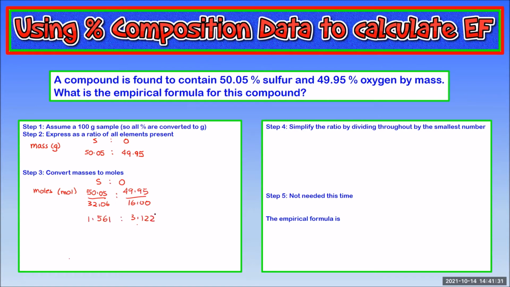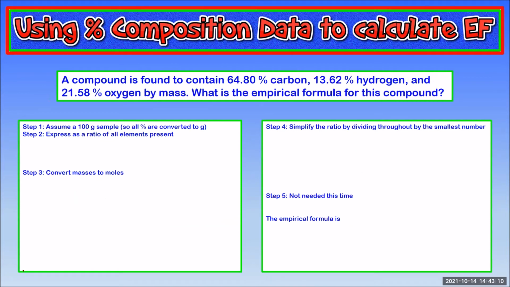Now this is the step people forget all the time. They forget to simplify the ratio. To simplify a ratio, you just divide throughout by the smallest number. In this case, we're going to divide throughout by 1.561. If we run that through the calculator, we get a ratio of 1:2. That means there are 2 oxygen atoms for every sulfur atom. We don't need to multiply by anything to get whole numbers. We already have whole numbers, so we don't need step 5 this time. The empirical formula is SO2.